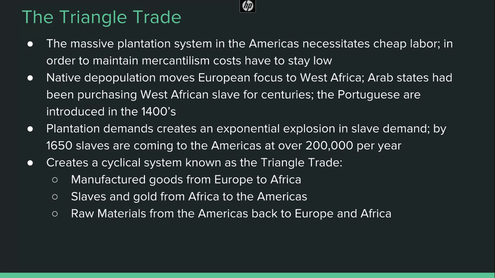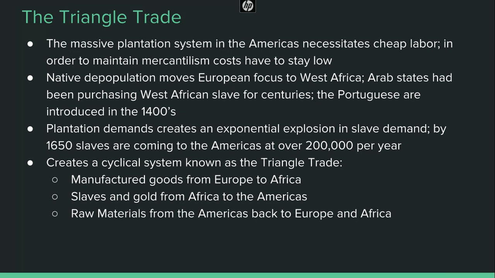So once a reliable system is in place to bring slaves across the Atlantic from West Africa, like I said, the demand for that labor increases dramatically. By 1650, it's estimated that somewhere between 200,000 and 250,000 slaves a year are being brought from West Africa to the Caribbean and the Americas. And what this creates is a cyclical system that we now call the triangle trade.